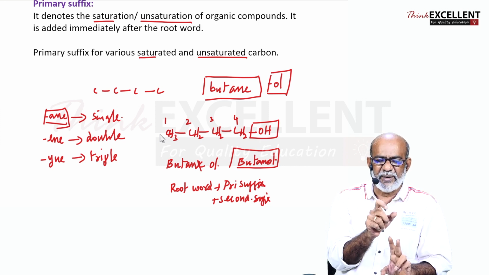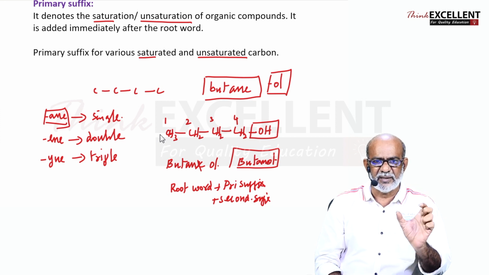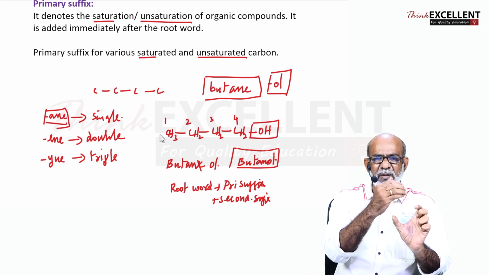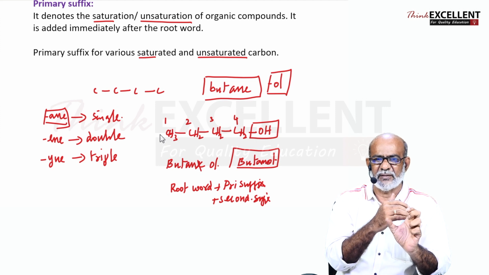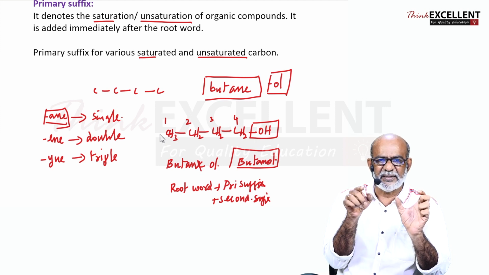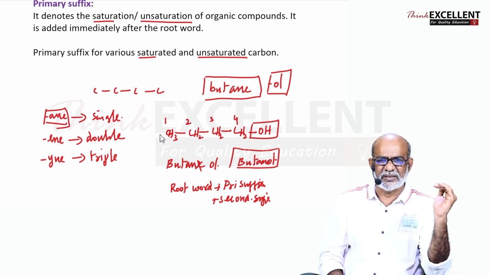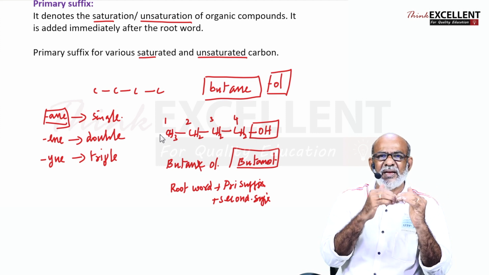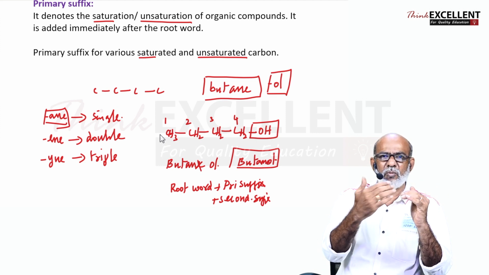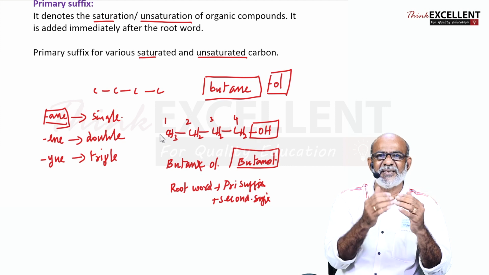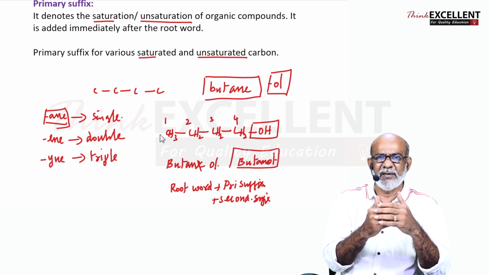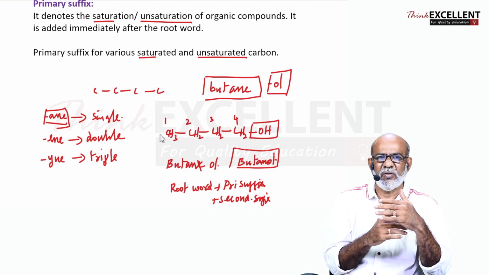So how to find the primary suffix? Primary suffix is nothing but either single bond or double bond, either saturated or unsaturated. If it is saturated, the suffix word is ane. It means all the carbon-carbon bonds are single bonds. If it is unsaturated, if at one or more places a double or triple bond is present, then double bond present is ene, triple bond present is yne. So first you write that.